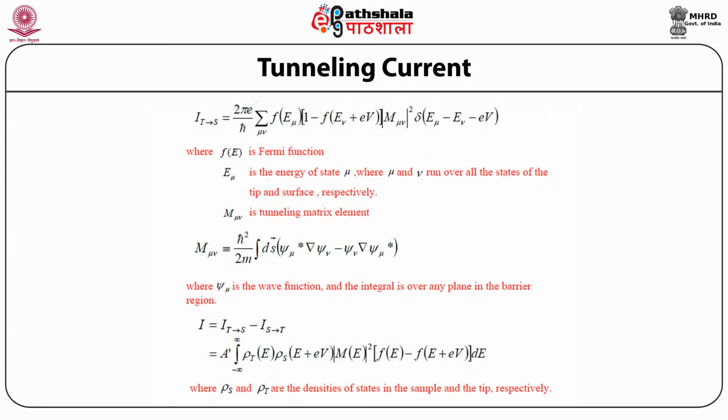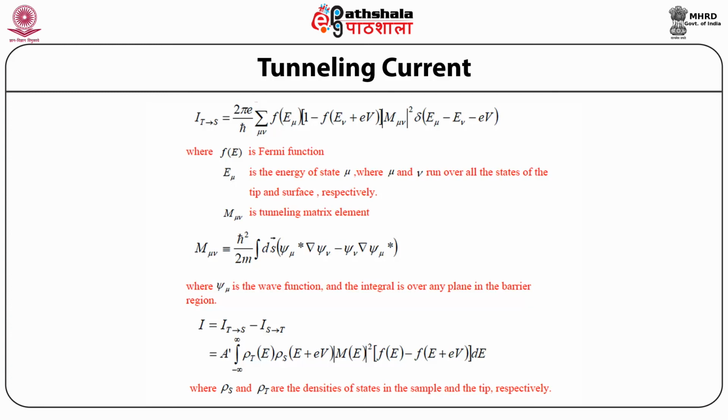So the expression for the tunneling current can be written as I_T equal to 2 pi e by h cut multiplied by the summation over mu and nu of f of E mu multiplied by 1 minus f of E nu plus eV multiplied by modulus M mu nu whole squared multiplied by delta of E mu minus E nu minus eV, where f of E is the Fermi function, E mu is the energy of state mu, and mu and nu run over all the states of the tip and the surface respectively.